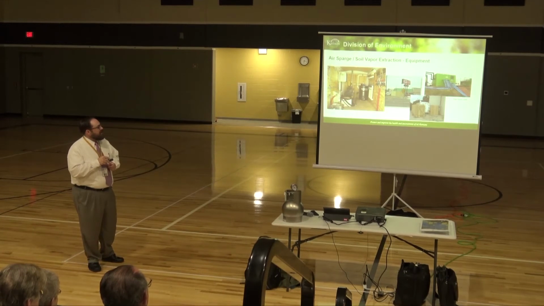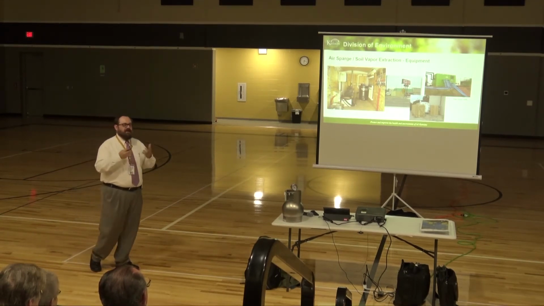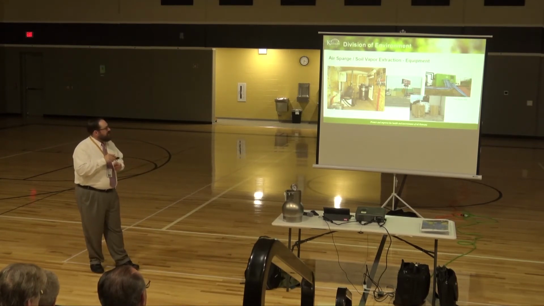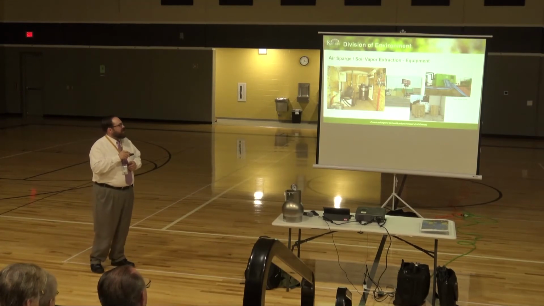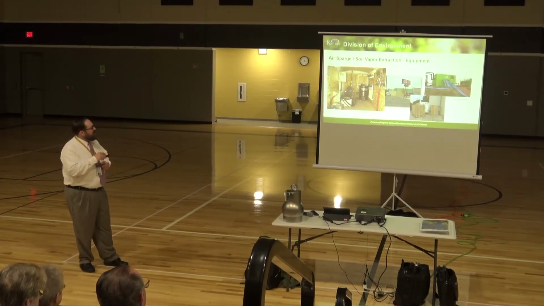This here, just some photos showing examples of this type of equipment. This is one that we operate in Central and West. We put an 8-foot privacy fence around there because of concerns on appearance. This is a shorter fence. All the equipment is housed inside this trailer. In some cases when the equipment can't be put in the trailer, we use something like a shipping box. The equipment inside the trailer, that is the blower for the soil vapor extraction. That is the compressor for the air sparge.